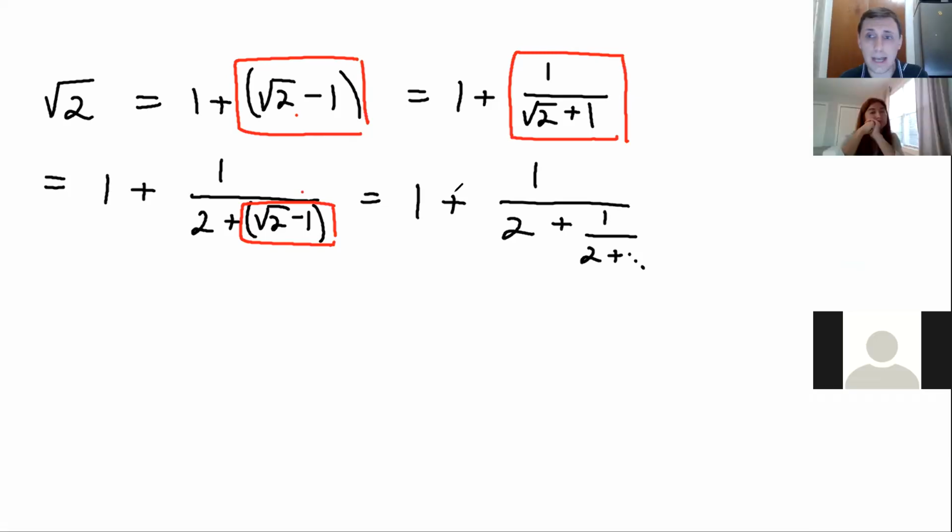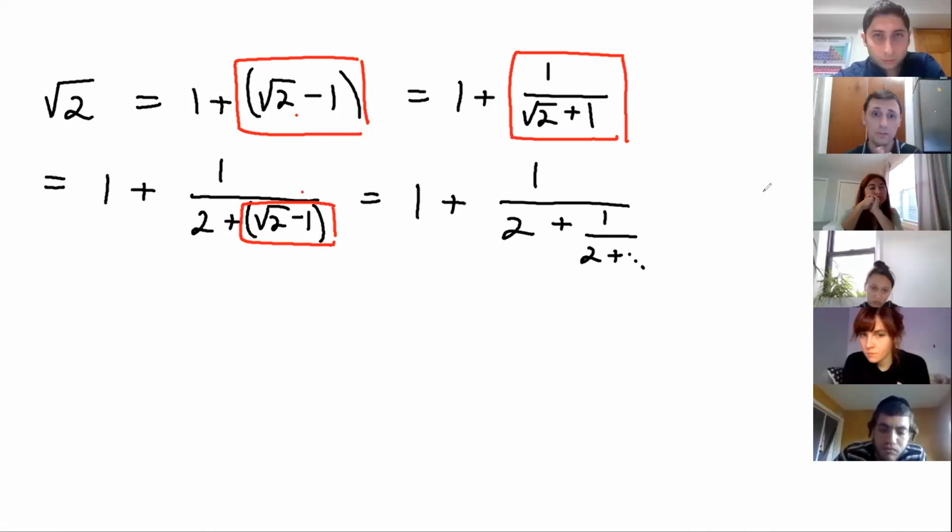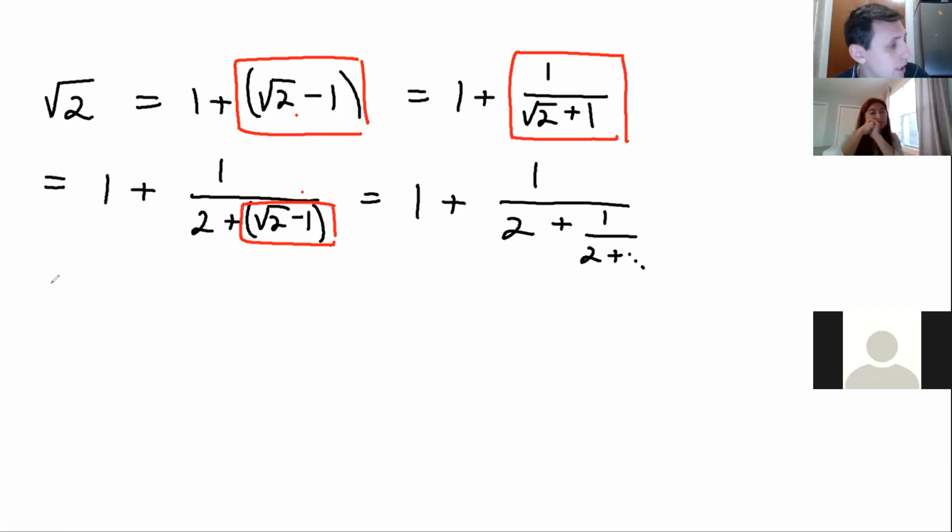You see that, guys? I have 1 plus 1 over 2 plus 1 over 2 plus 1 over 2. Amazing, beautiful. And what it allows us to do is this approximation. Look at it. I have approximation number 1. I just begin by saying 1 plus 1/2.